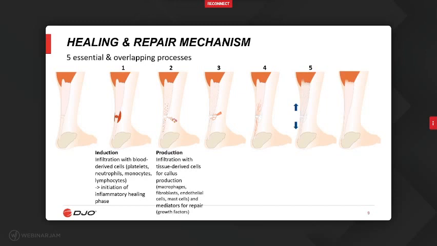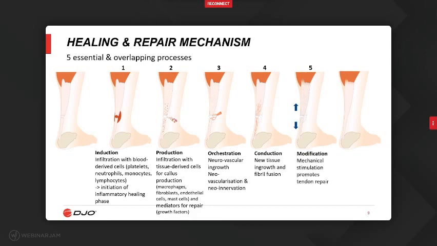Second stage is the production. It's the infiltration with tissue-derived cells for callus production, like macrophages, fibroblasts, endothelial cells, mast cells, and also mediators for repair, like growth factors. Third step is the orchestration step. It is neurovascular ingrowth and also neurovascularization and neoinnervation. Then 4, we have the conduction phase, where there is new tissue ingrowth and also fibril fusion. And then the last phase, number 5, is the modification phase, and there mechanical stimulation will promote tendon repair.